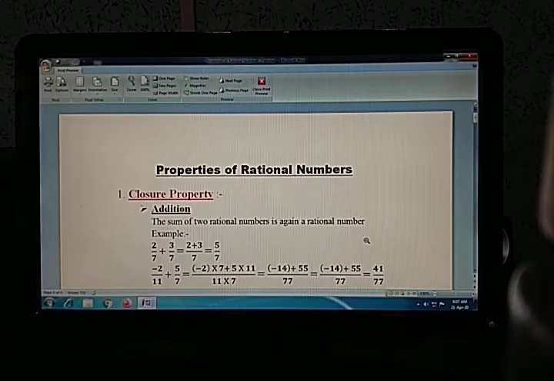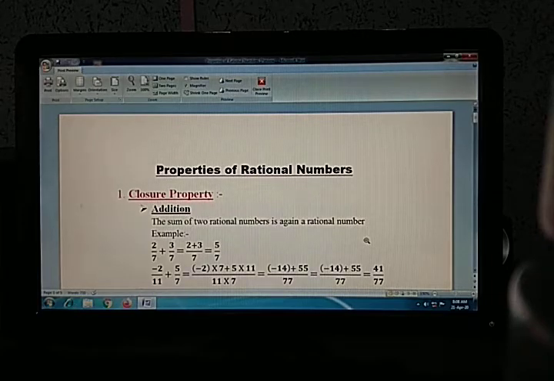Hello everyone. Today in this video we are going to discuss the different properties of rational numbers. Now there are different properties of rational numbers. So today we'll be discussing only three properties of rational numbers. Now these properties of rational numbers depend upon the operations that are being performed on the rational numbers.